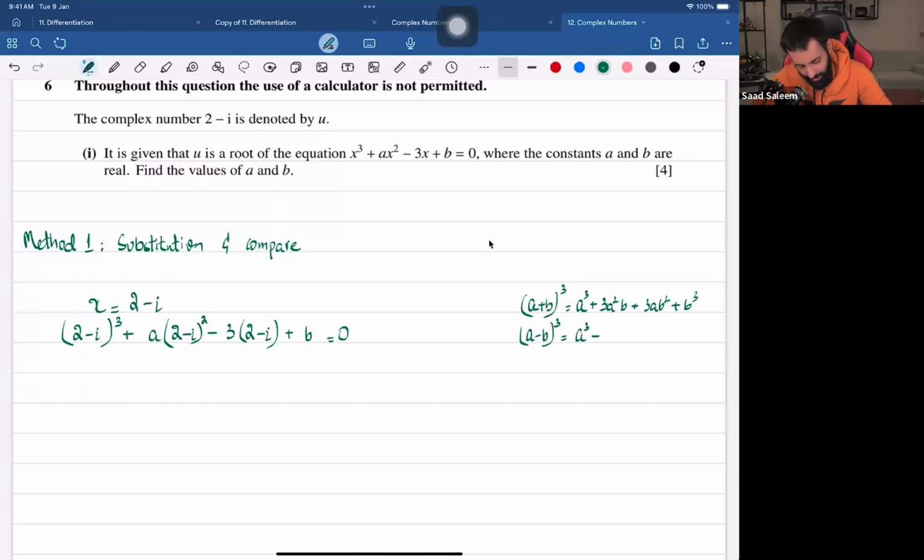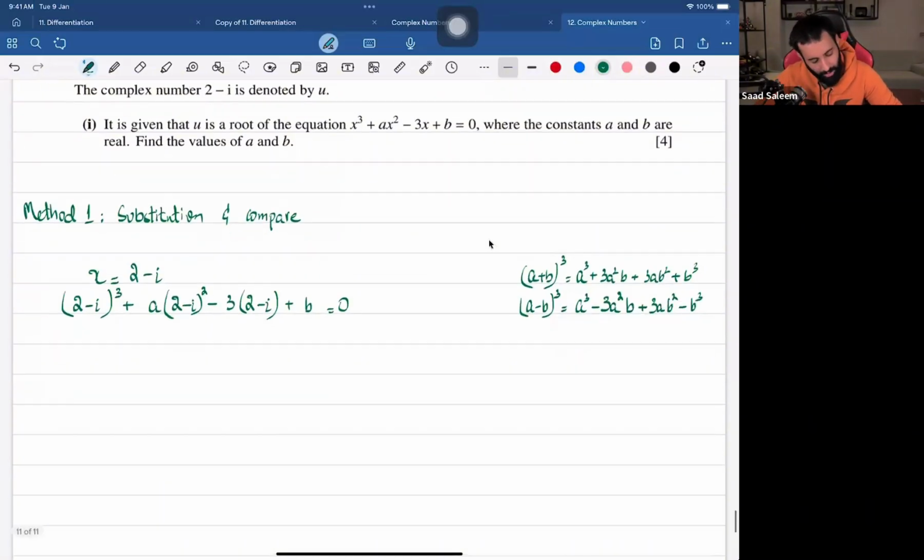make sure that you also have memorized (a minus b) cubed, which is going to be the same as above, except that the signs would be alternating: a cube minus 3a square b plus 3a b square minus b cube. Okay. Now, 2 minus iota the whole thing cubed.